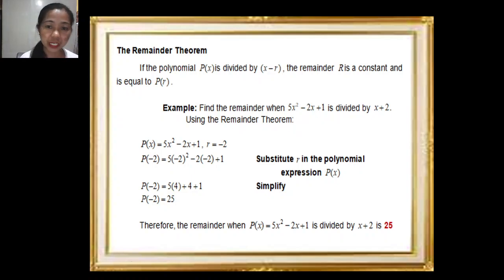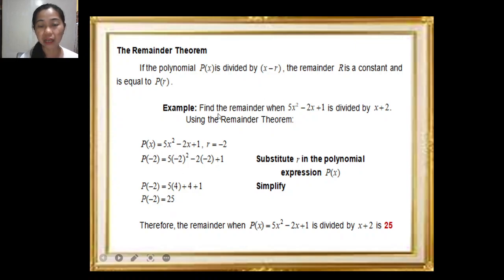So, kung before, tinuro ko sa inyo ang pagkuha ng quotient and remainder using synthetic division. Sa synthetic division kasi, yung last number sa third row, yun yung remainder. So, pwede rin yun. Ngayon, ito namang theorem na ito, yung tinatawag natin na remainder theorem. After you substitute the value of r to the value of x of the polynomial, ang sagot doon ay remainder.